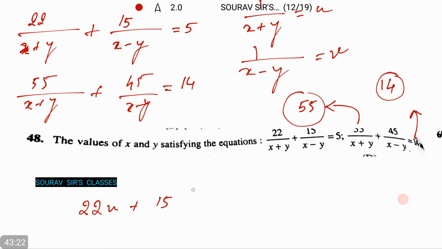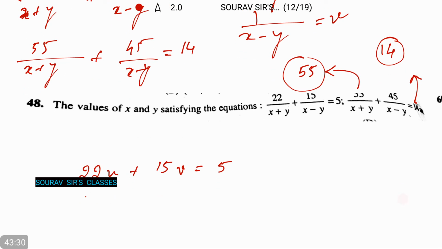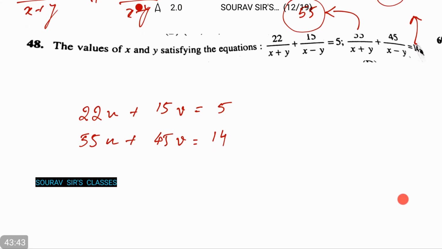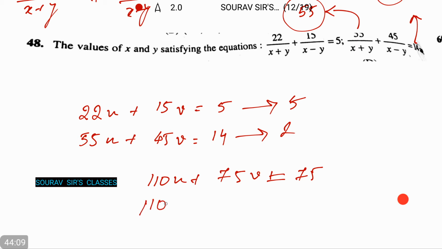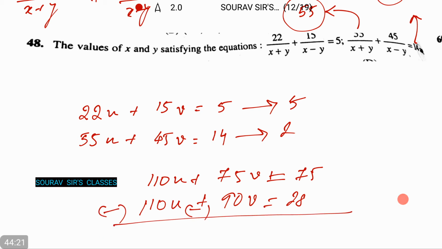So what we have is 22u plus 15v equals 5, and 55u plus 45v equals 14. So we multiply the first equation by 5 and the second equation by 2. On doing so, we will have 110u plus 75v equals 75, and the second equation becomes 110u plus 90v equals 28. Now we just change the signs and subtract.